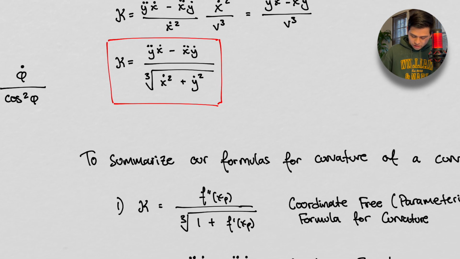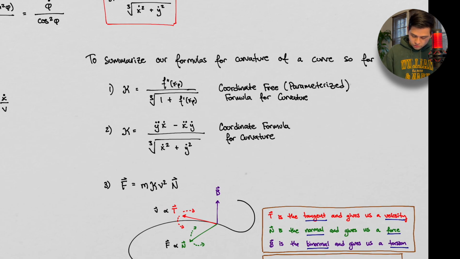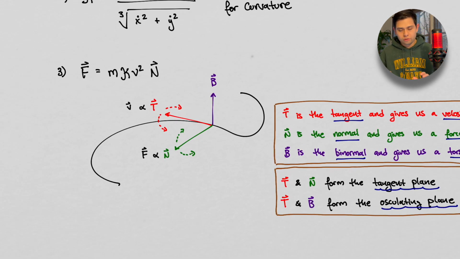All right, so to summarize our formulas from the last video and this video, we now have a coordinate-free formula for the curvature of any arbitrary curve. Okay, if we parameterize it by some function, this is a coordinate-free formula. This was from the last video. From this video we found a coordinate formula. And then we also had that the curvature is related to the force, and the force is related to the normal. And this is going to be important for the next video.